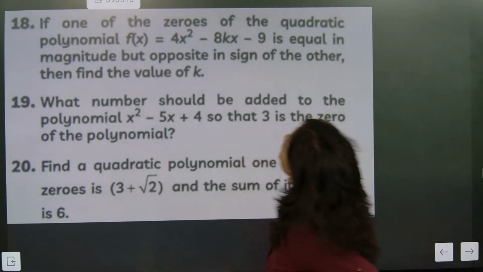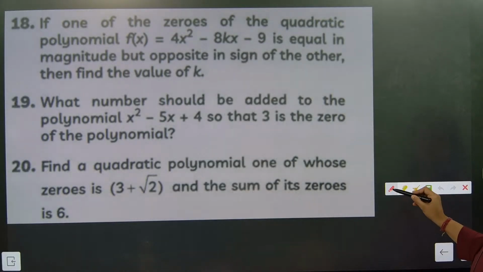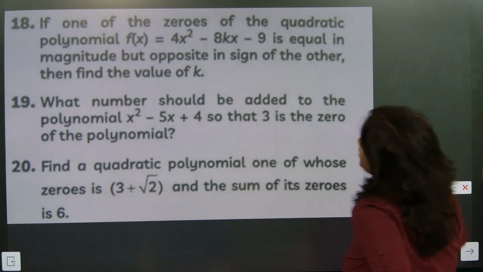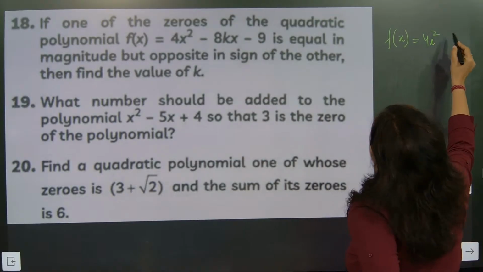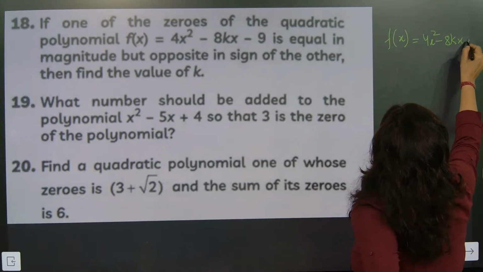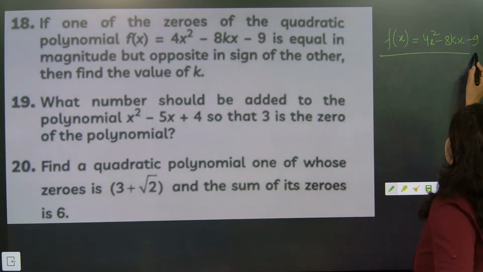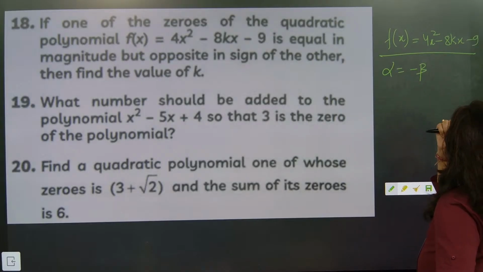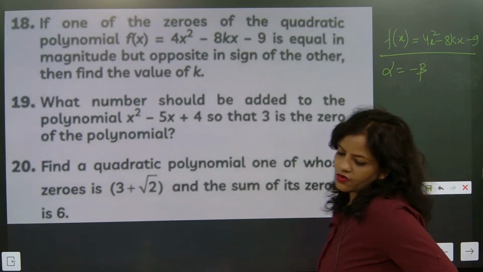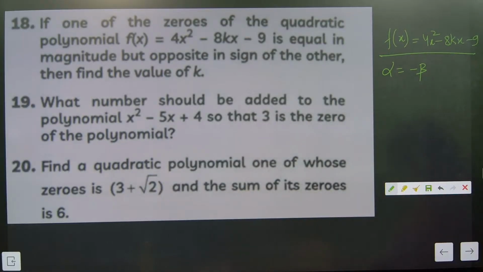So here, if one of the zeros of the quadratic polynomial f of x is equal to 4x square minus 8kx minus 9 is given. Now alpha is equal to minus beta. Then find the value of k. This is the easiest question. Why is it the easiest question? Because when you solve it, what value of k will come?